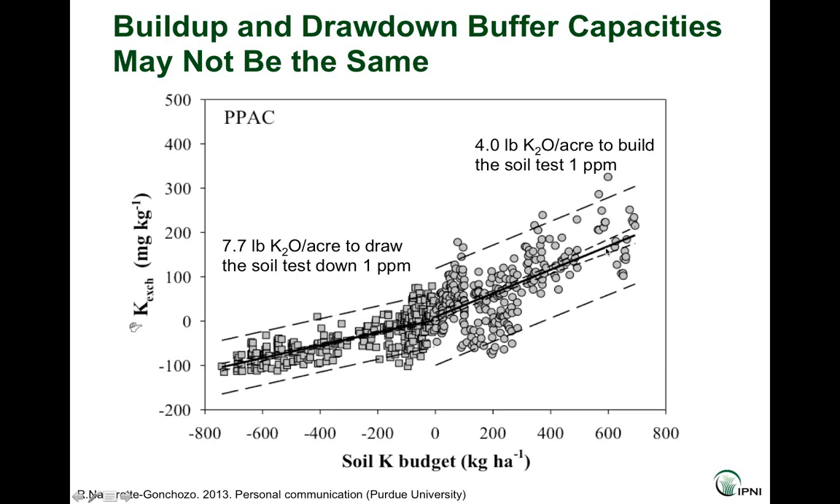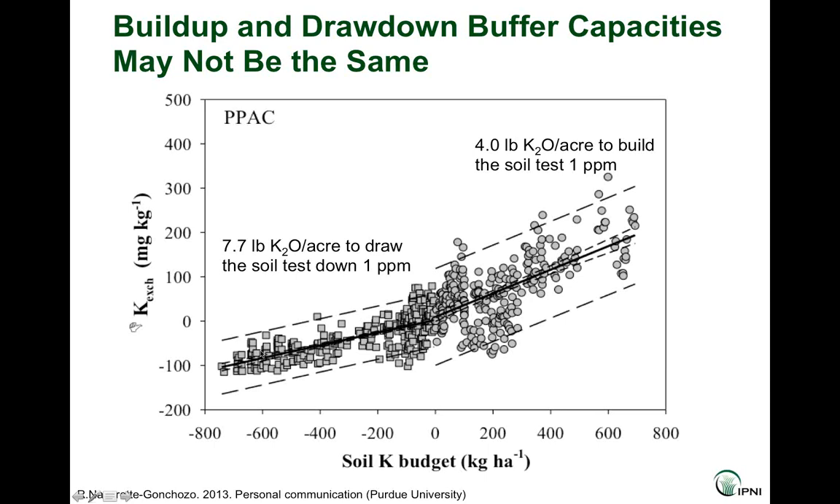This study showed that the two are not the same. It showed that if we have a net addition of potassium to the soil where we're trying to build up the levels, it takes, and I'm sorry these are in English units, but it's the relative comparison that's important, 4 pounds of K2O per acre to build the soil test 1 part per million. If we are drawing it down, it takes almost twice that amount. We have to withdraw almost twice the amount of K to decrease the soil test by 1 part per million.